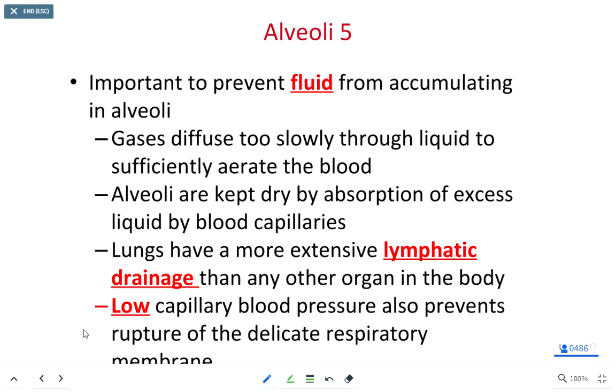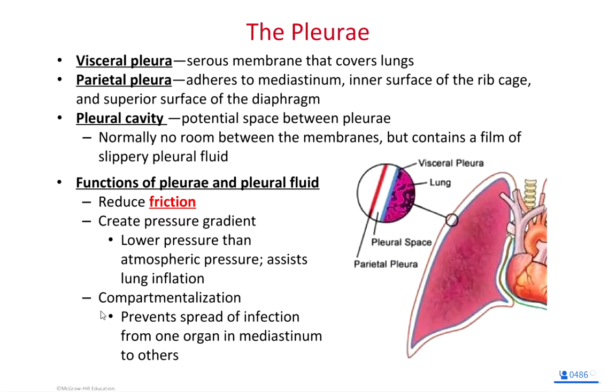We also find that there's a very low blood pressure in our lungs. The capillaries of the alveoli have a blood pressure less than 10 millimeters of mercury. And having this incredibly low blood pressure makes it so that these incredibly delicate membranes that are 1 to 2 simple squamous cells thick don't rupture and break. And then finally, we have the pleura.